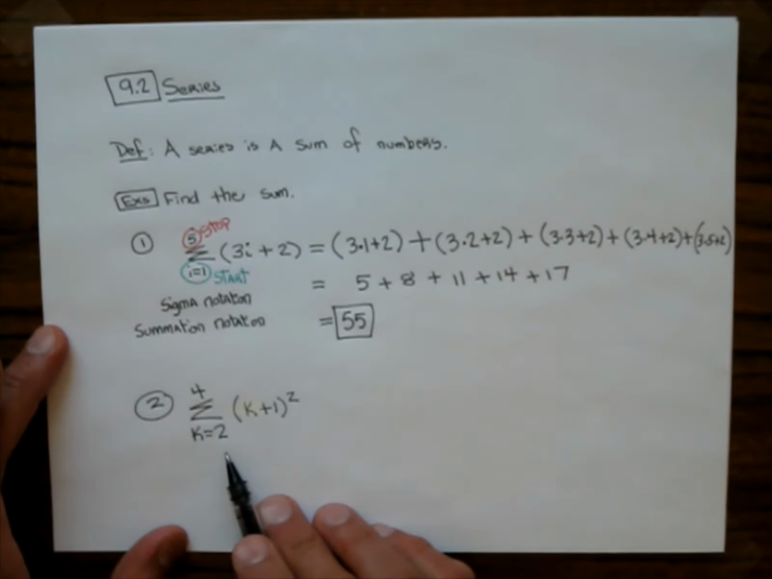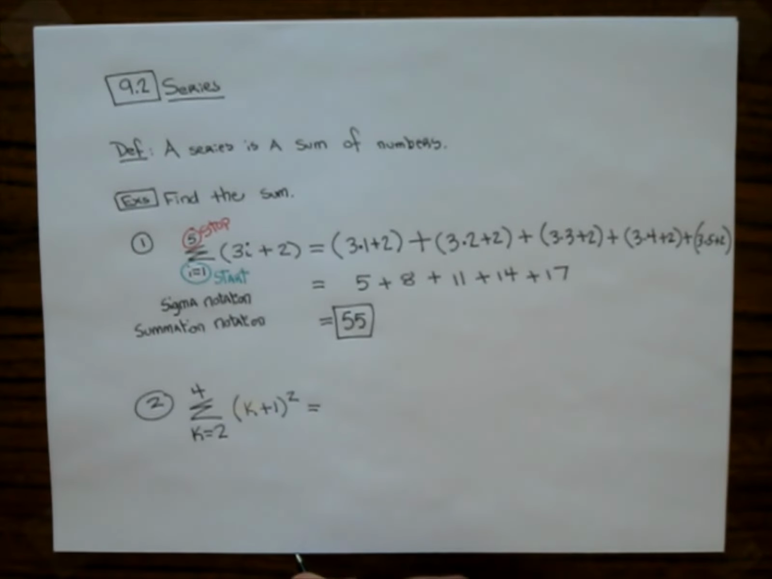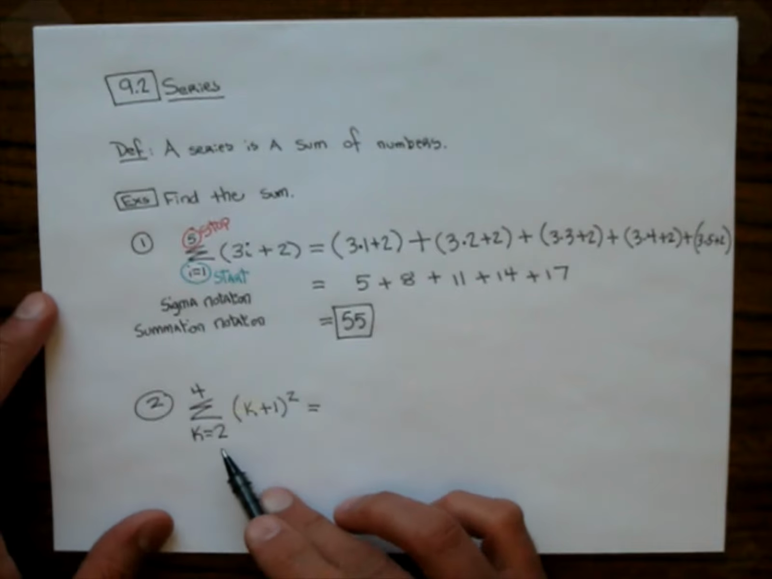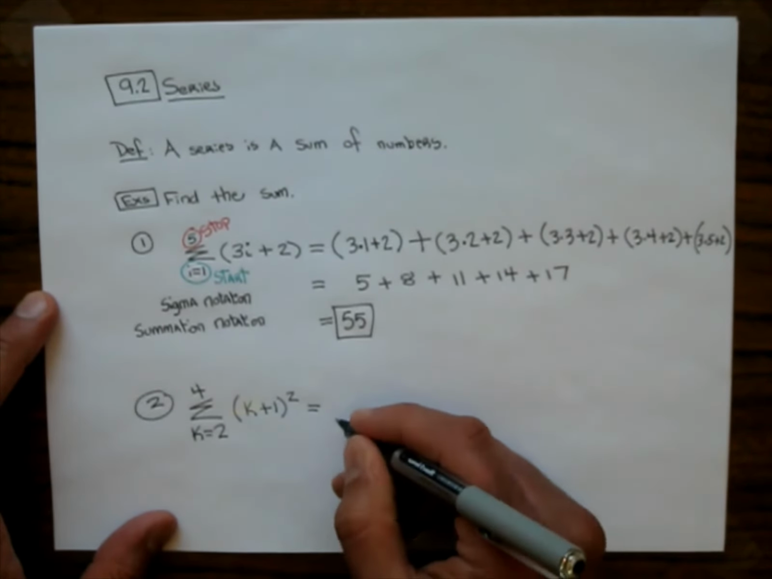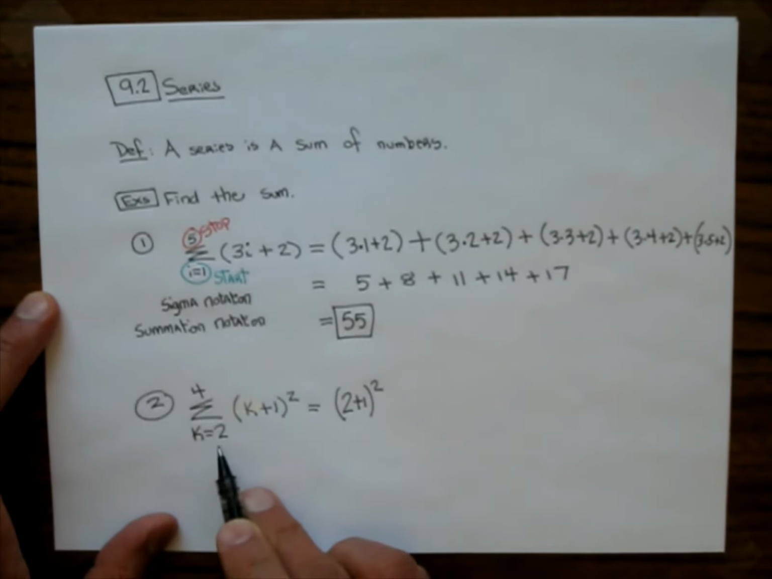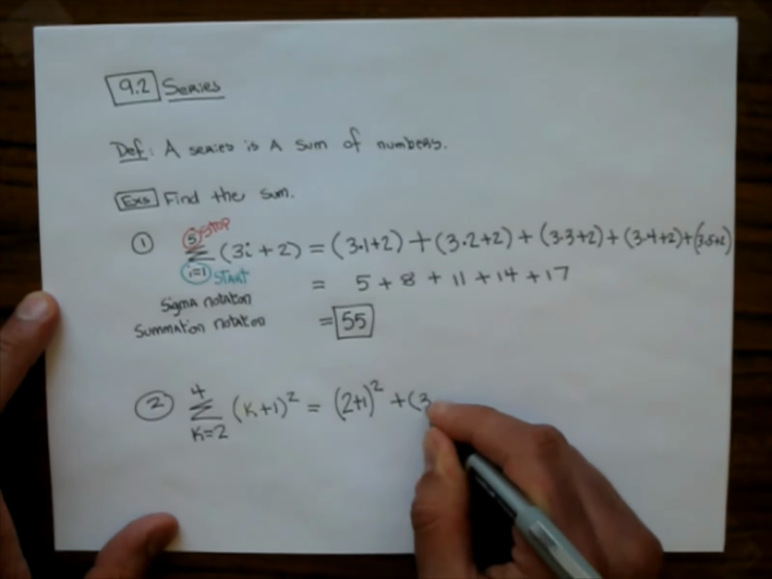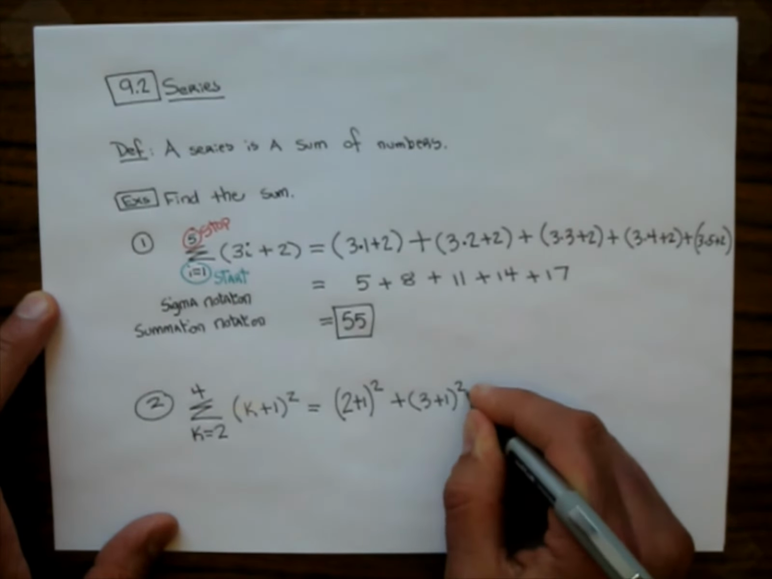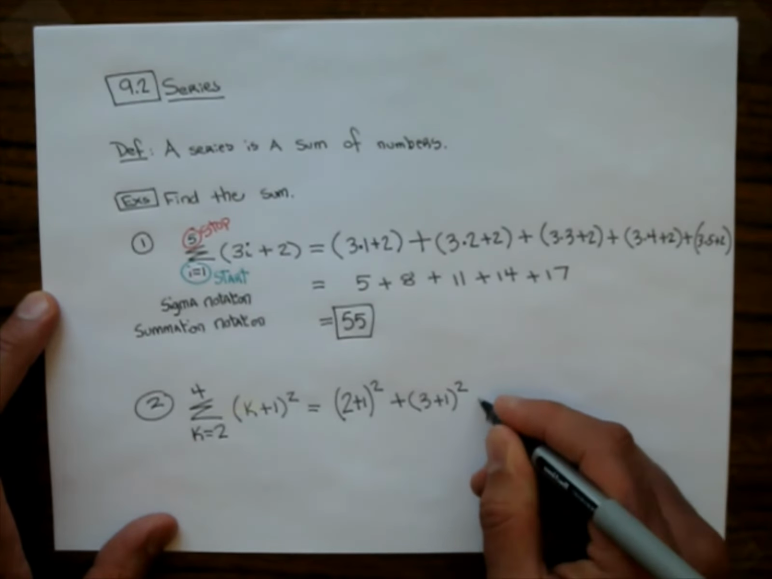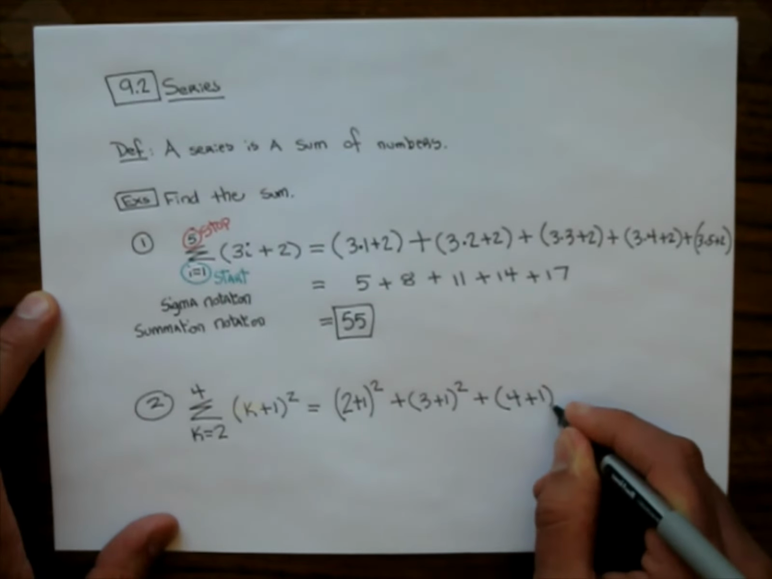Now our starting point is at 2, and our index of summation is not i anymore, but it is k. So we put k equals 2 into this formula, and I get (2 plus 1) squared. And then I go up to the next integer, so that's k equals 3. So this is going to be (3 plus 1) squared. And then I'm already at my stopping point when I get to k equals 4. So this is going to be (4 plus 1) squared.